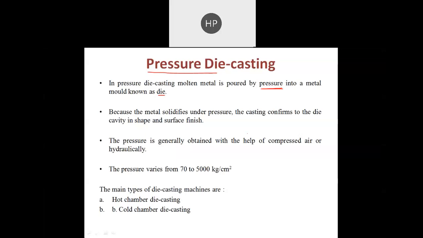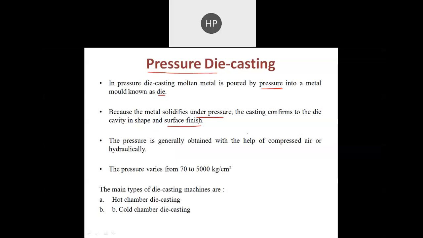Whatever we have learned so far in sand mold casting and shell mold casting, in both cases the molten metal flows by gravitational force only. No external force is applied for the flow of molten metal. But here, the molten metal is pressurized by some external force to flow inside the hollow cavity, and that's why it is known as pressure die casting. And because the metal solidifies under pressure, the casting conforms to the die cavity in shape and surface finish.